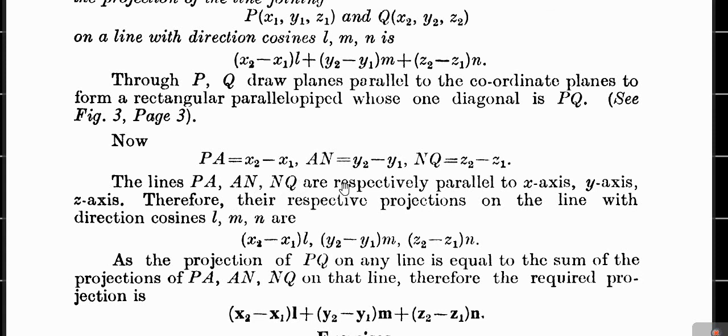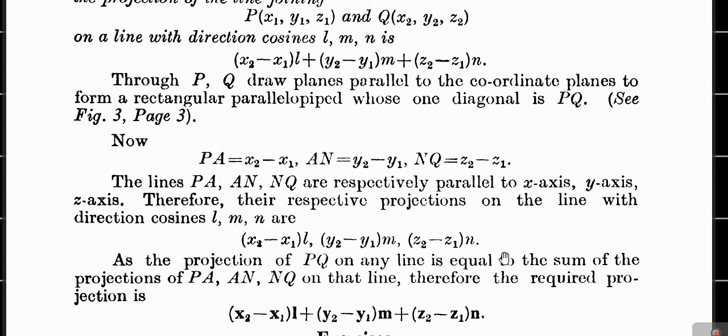Therefore, their respective projections on the line with direction cosines l, m, n are as follows. The projection of PA on a line with direction cosines l, m, n will be (x2 minus x1) into l. Similarly, the projection of AN on a line with direction cosines l, m, n will be (y2 minus y1) into m, and finally the projection of NQ on a line with direction cosines l, m, n will be (z2 minus z1) into n.